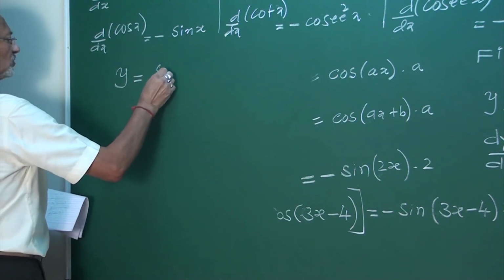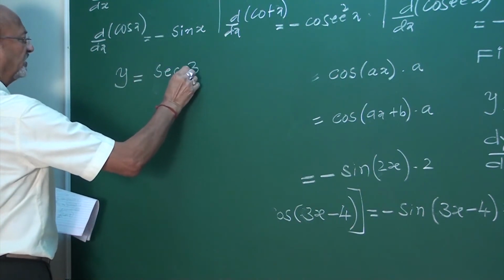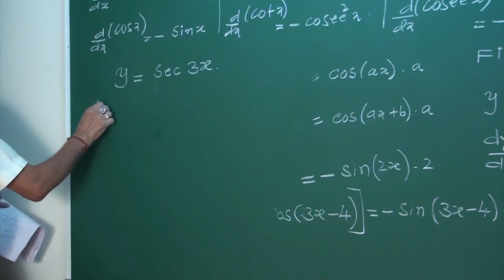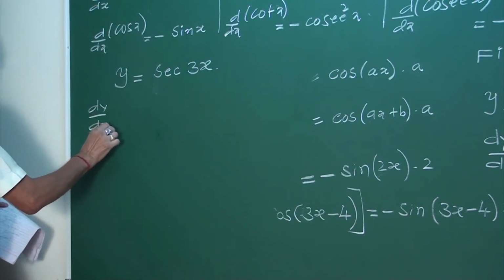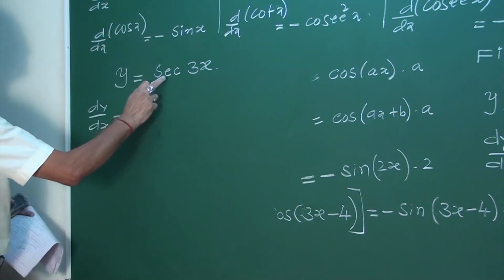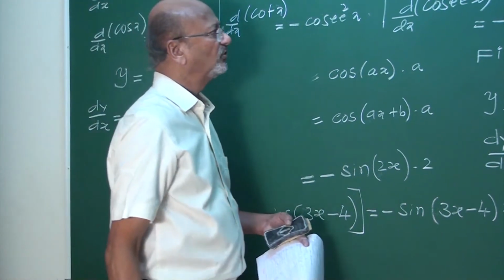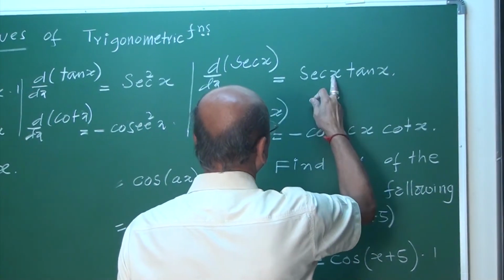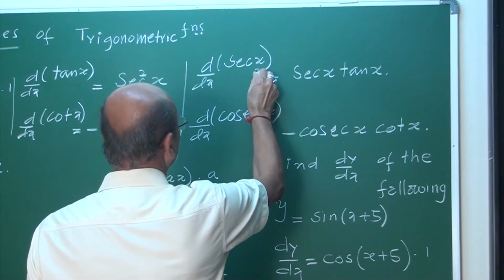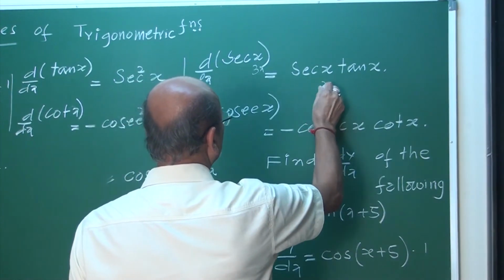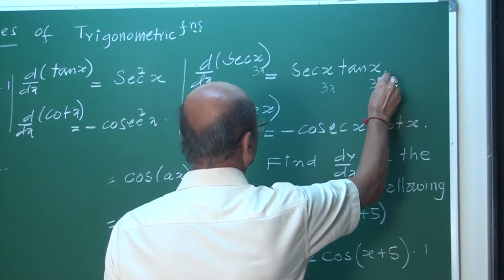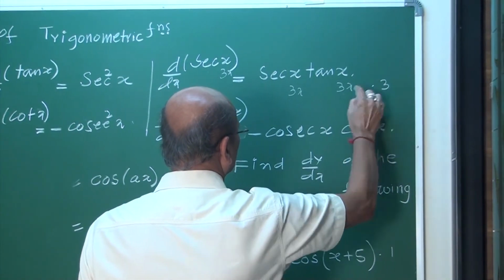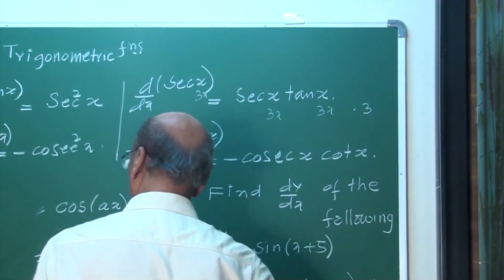y equal to sec 3x. Yes. Dy by dx. What is the derivative of sec x? Derivative of sec x is sec x into tan x. My friend, if it is 3x, what do you have to do? You have to write 3x here, into 3x. Is it x, my friend? No, sir. Then you have to write its derivative. 3x is 3.